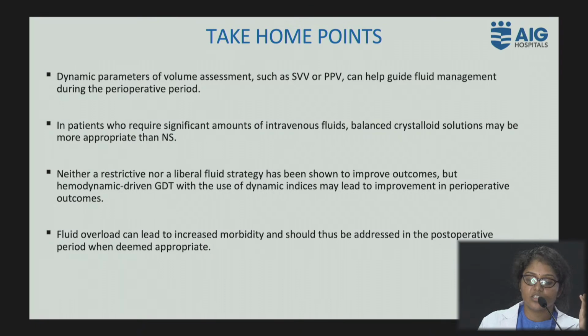Neither a restrictive nor a liberal fluid therapy has been shown to improve outcomes, but a hemodynamic-driven GDT may lead to improvement in perioperative outcomes. Fluid overload can lead to increased morbidity and thus should be addressed in the postoperative period.